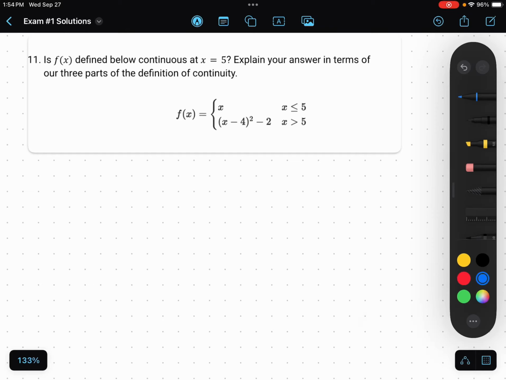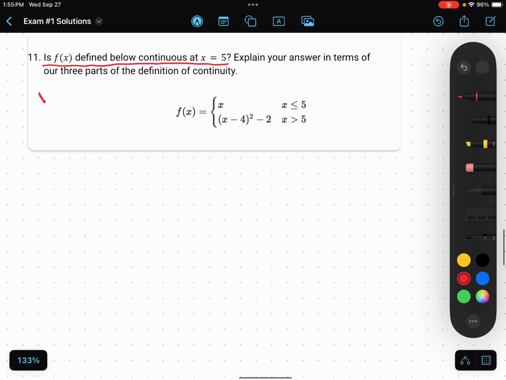Okay, number 11. We're asked the question, is f of x defined below continuous at x equals 5? I'm not trying to be funny, but what I'm expecting here is either yes or no. We just need to figure out which one it is. And along the way, we're going to explain how we arrived at yes or no in terms of the three parts of our definition of continuity. So I'm going to run through those three parts, and then we'll see if we get a continuous function or a discontinuous function, a yes or a no.